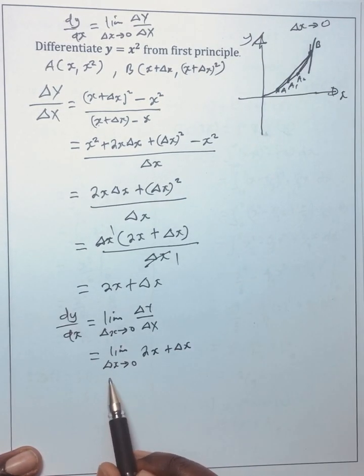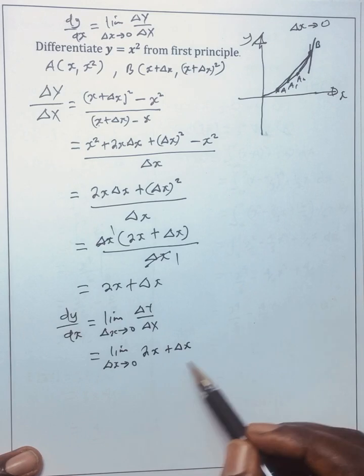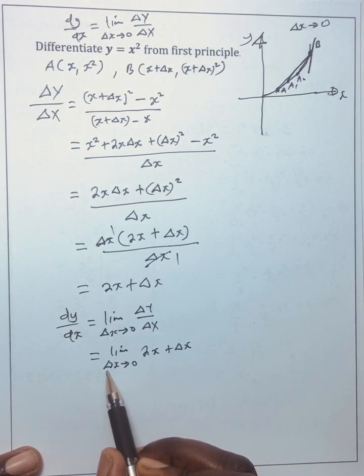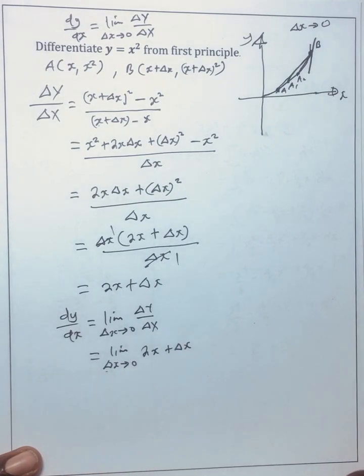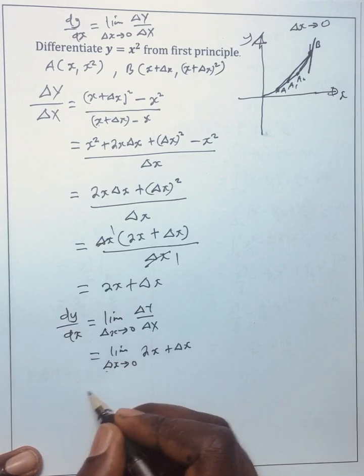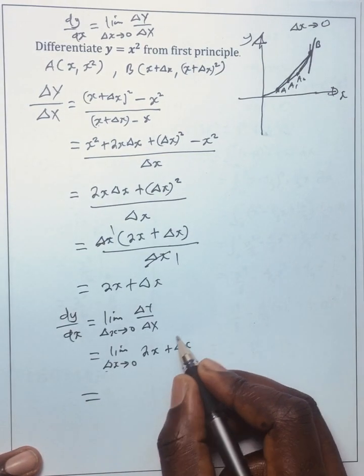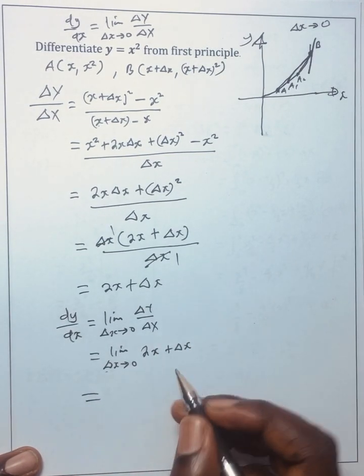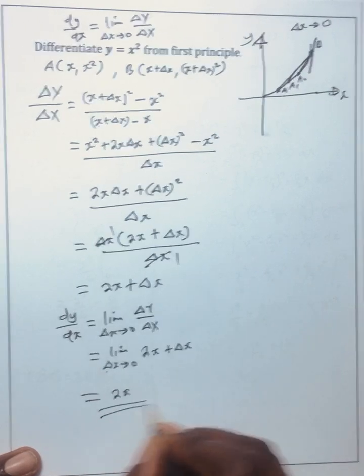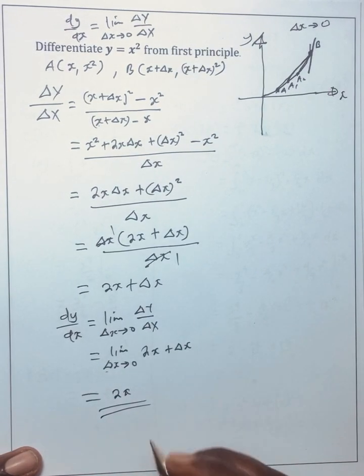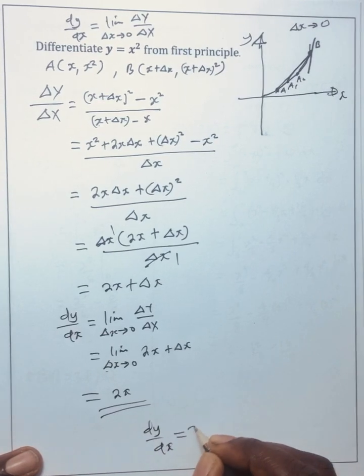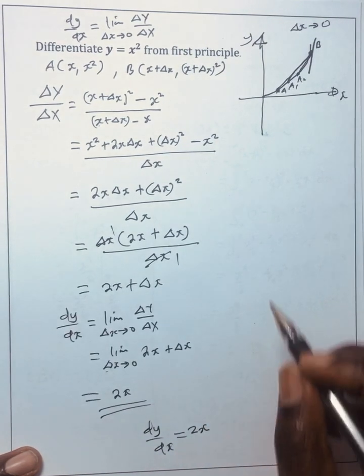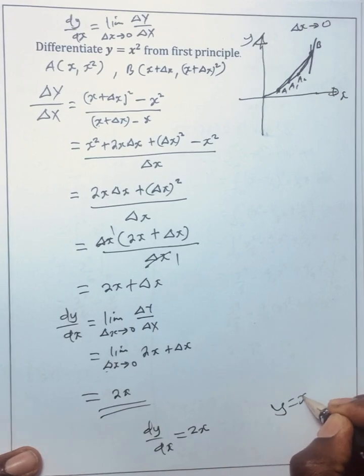So what this means is that any term within this expression that has got the small change in x will become 0. So this is the only part that will be 0, and we will be left with 2x. So from first principles, dy/dx is equal to 2x for that curve, y is equal to x squared.